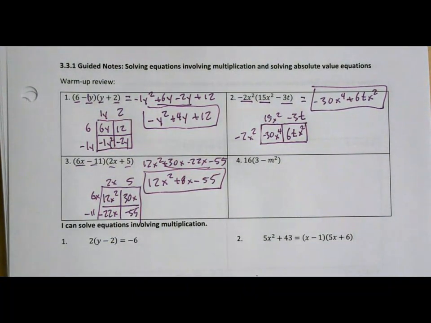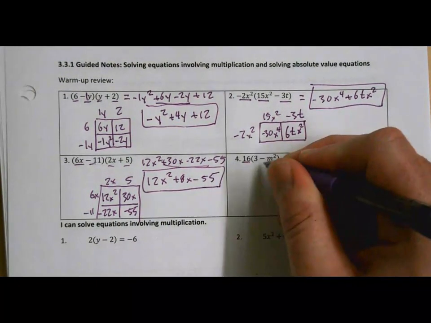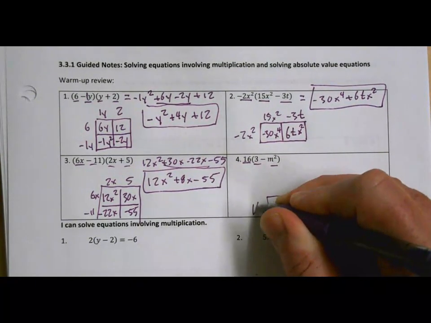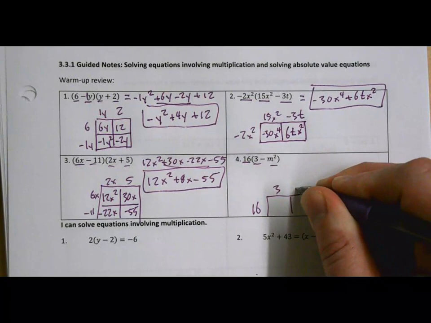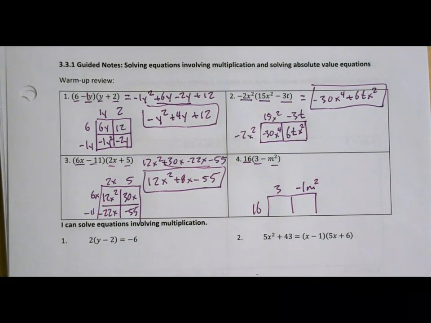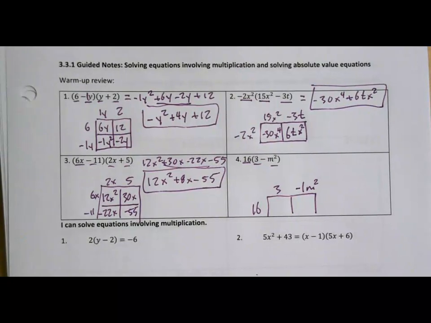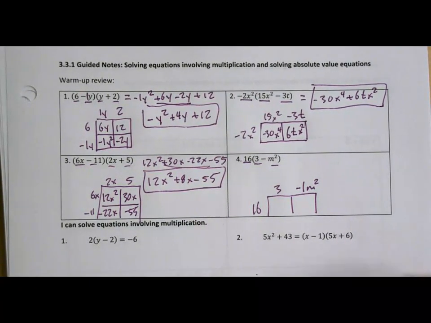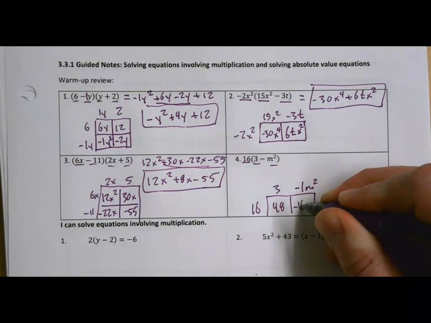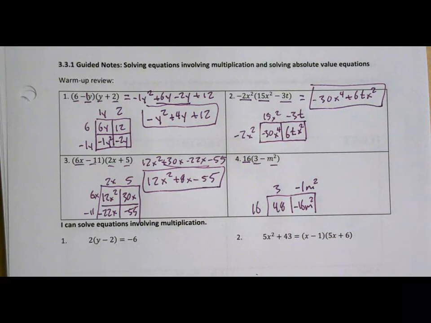And then our last one, we've got 1 and then 2 terms, so another 1 by 2 box. 16 and then 3 and then negative. I'm going to put a 1 in front of that m squared, negative 1m squared. 16 times 3 is, I want to say 48. Does that sound right? Yes, thank you. 16 times negative 1 is negative 16, and we got that m squared there also.